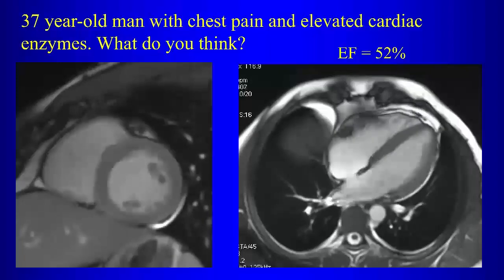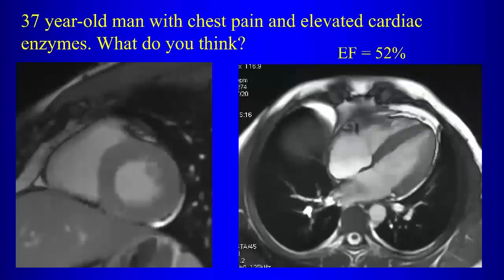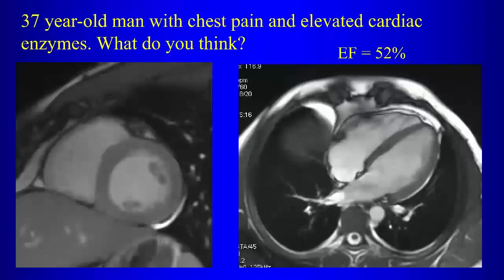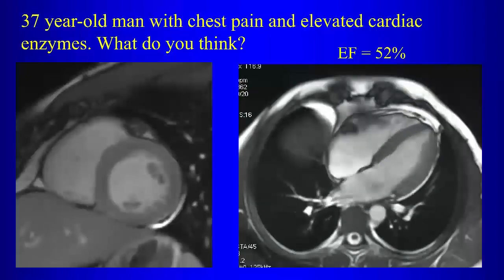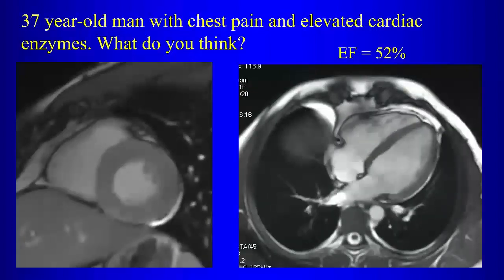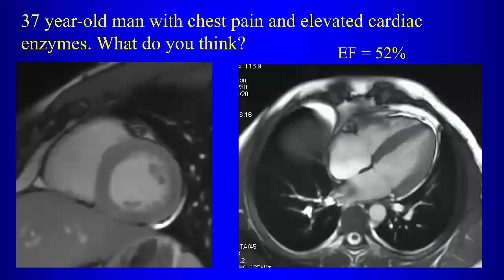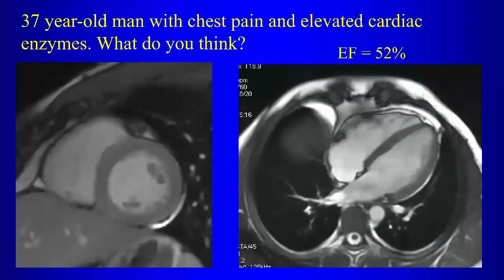Lowish, yeah. So where's the lower end of normal? Yeah, so around 55% is the low end of normal. So this ejection fraction is slightly decreased, with a little bit of hypokinesia throughout.